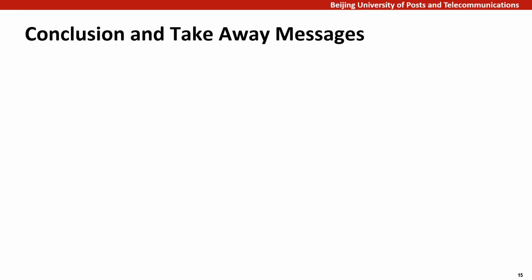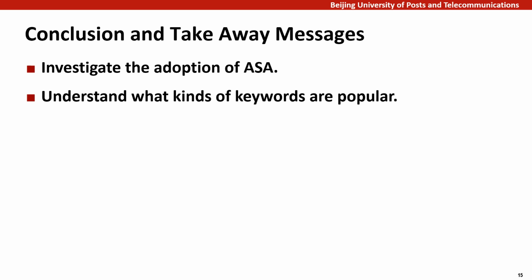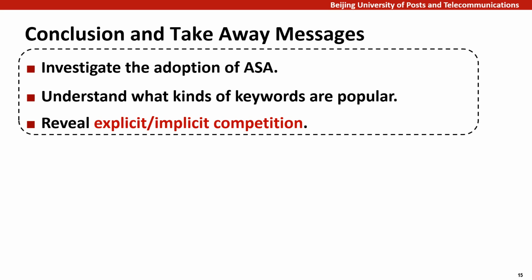In conclusion, we take the first step to understand ASA. We first build a large-scale ASA promotion dataset. We investigate the adoption of ASA by analyzing the proportion of apps, the number of keywords they bid on, and the correlation of the number of ASA keywords with app popularity. We next study the characteristics of the bidding keywords to understand what kinds of keywords are favored by app developers. Besides, we are interested in app keyword relation analysis, seeking to reveal both explicit and implicit app competition from ASA bidding keywords. Our research efforts in this paper can contribute to different stakeholders of the mobile app ecosystem.